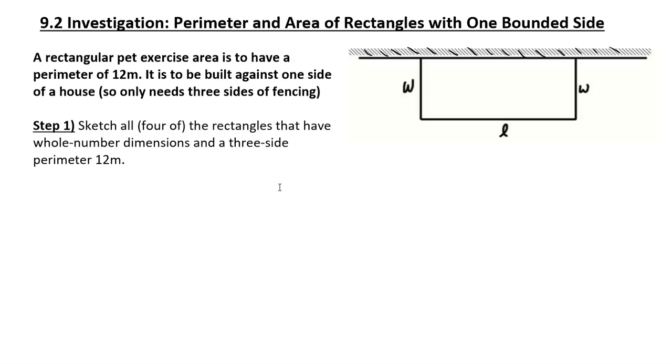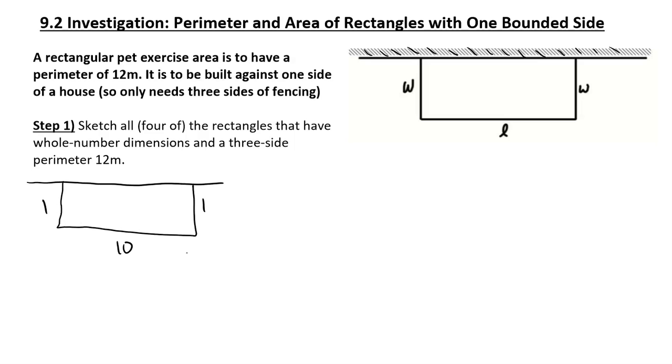So here's the situation. A rectangular pet exercise area is to have a perimeter of 12 meters. It's to be built against one side of a house, so it only needs 3 sides of fencing. So we're going to sketch all 4 of the rectangles that have whole number dimensions and a 3-sided perimeter of 12 meters. I'm going to do the first one, and then I want you to pause the video and try to do the other ones yourself.